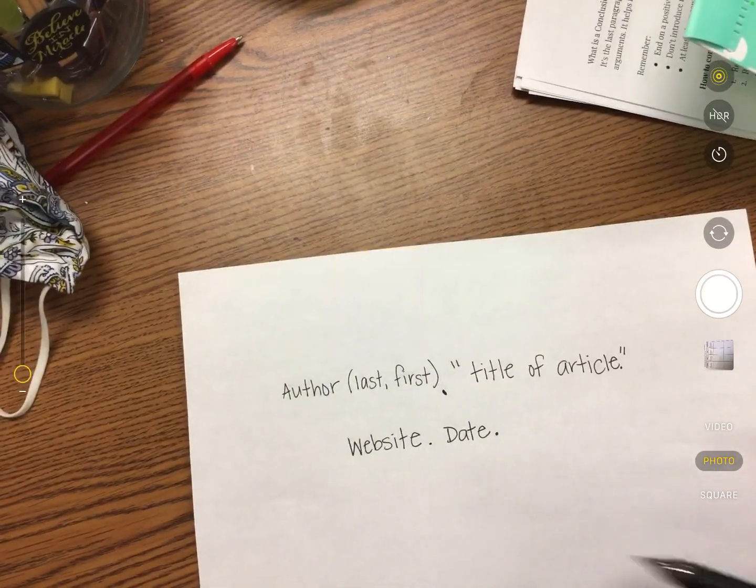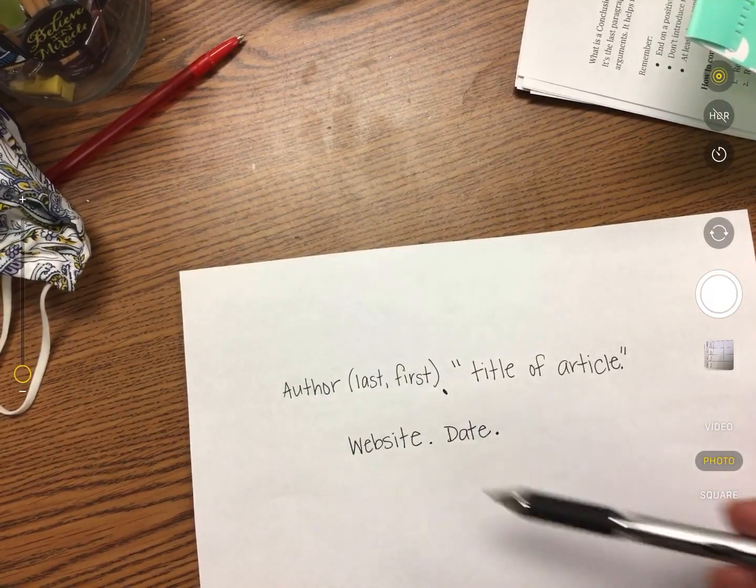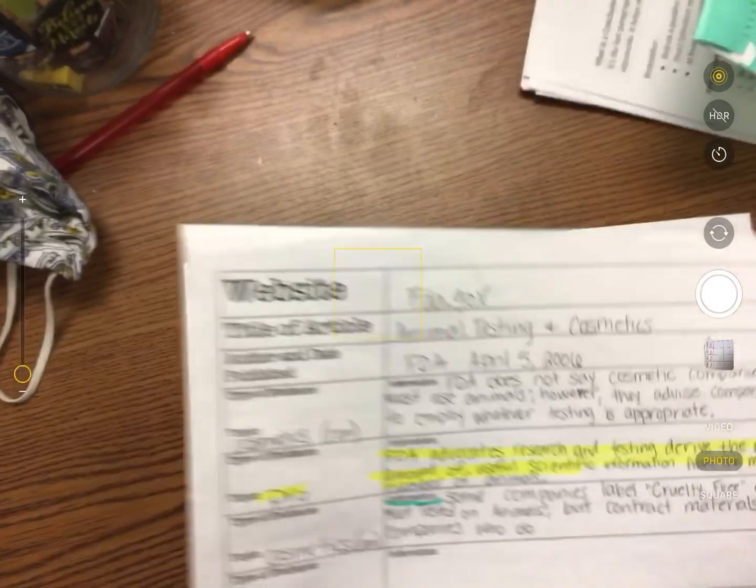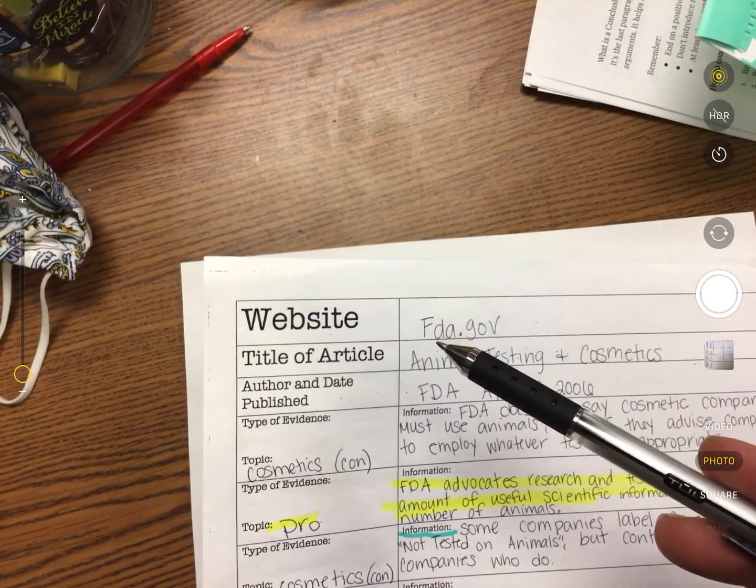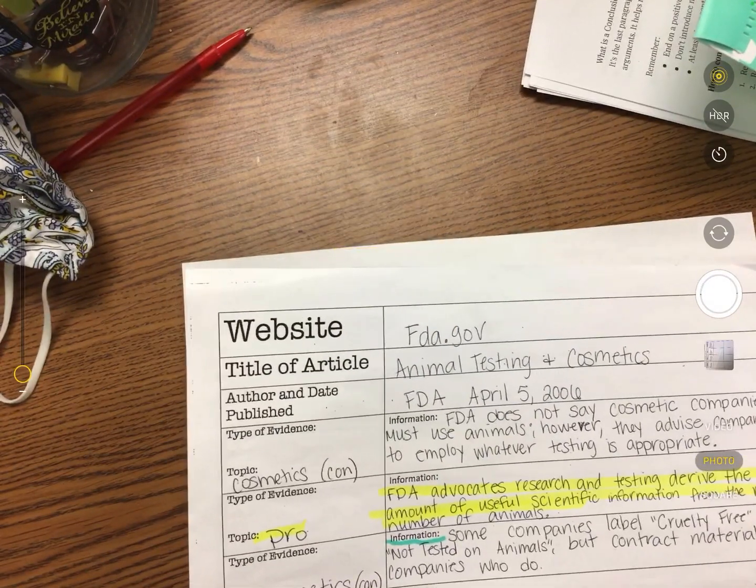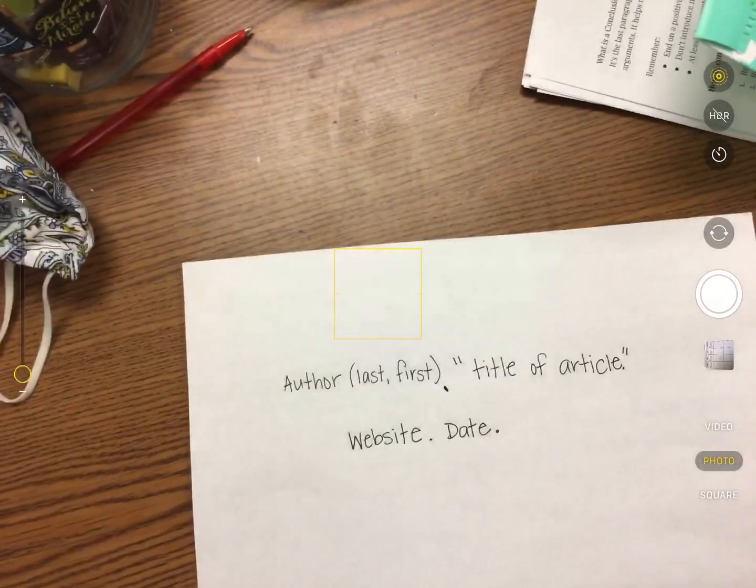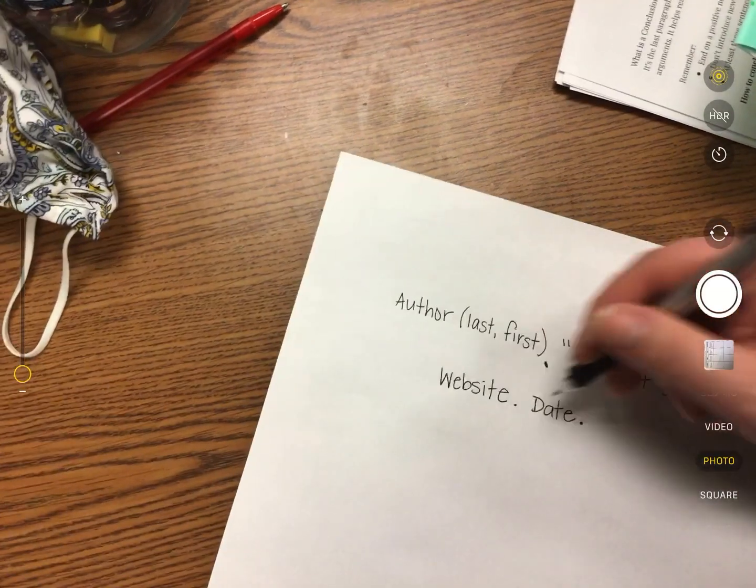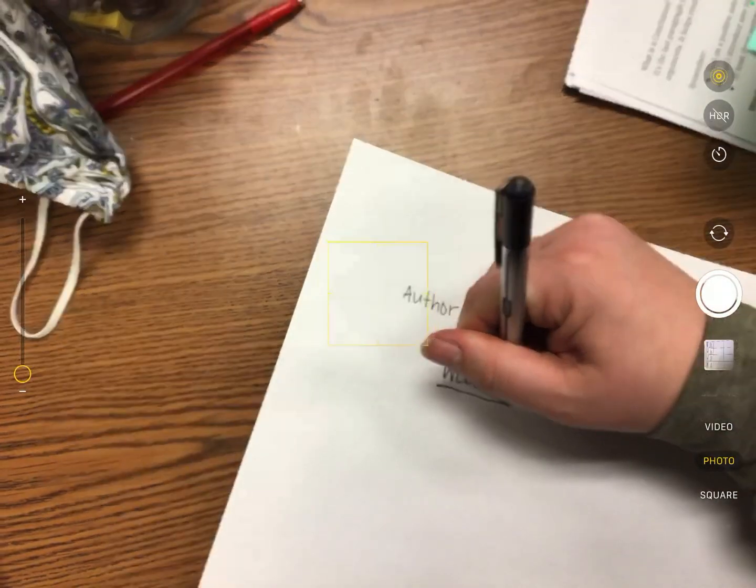You are then going to put the actual website. So in this case, the actual website was fda.gov. Websites should always be underlined. So you're going to put the actual website and you're going to make sure you underline it.